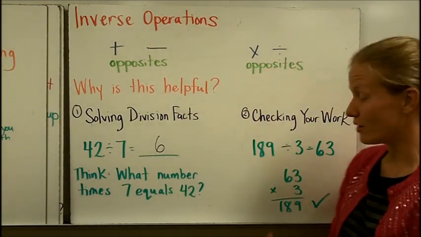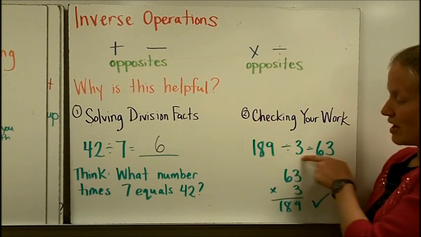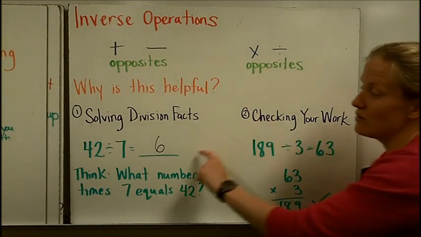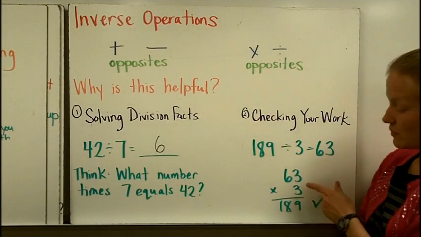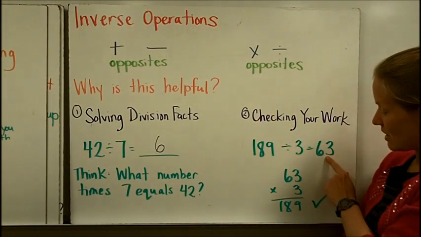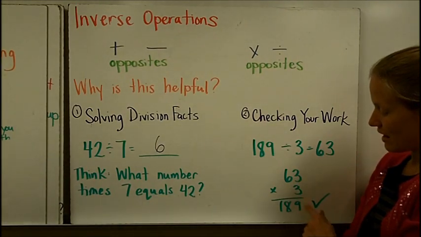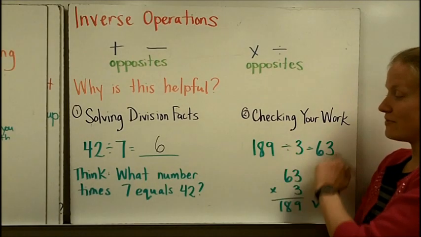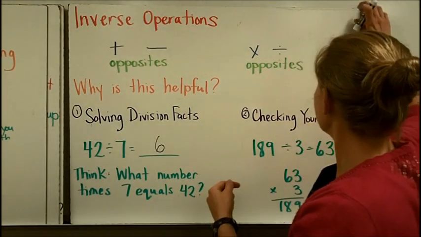Also, it's helpful to check your work. If you did this long division problem and you got 63 as your answer, because we know that we can work backwards using multiplication, I could do 63 times 3, and if I got 189, that's the dividend that I started with, I know that I got this right. My answer was correct.